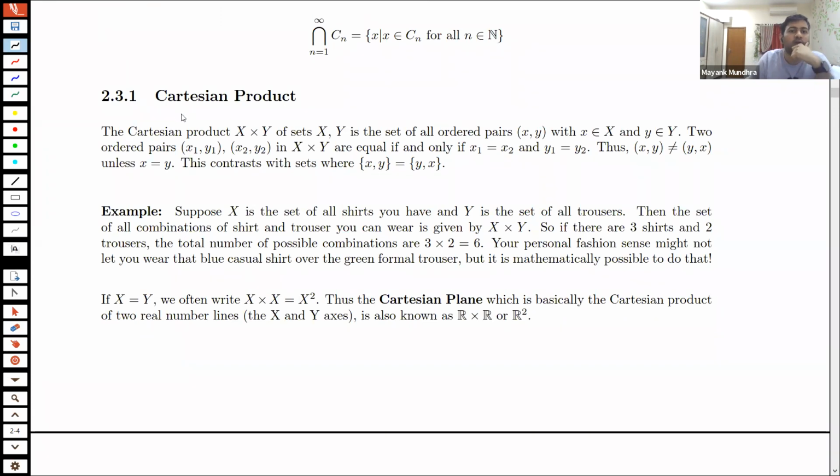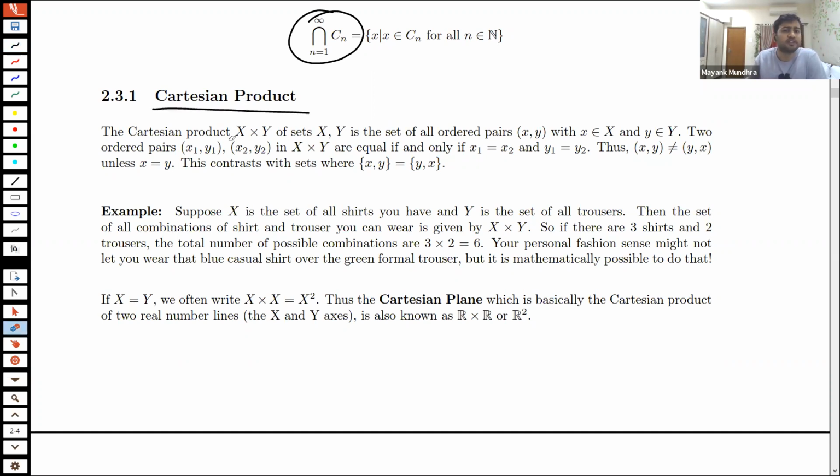Okay, now Cartesian product. So that's just a representational thing. It's nothing new. It's just that now intersection would apply to intersection of all the different sets. Union would apply to union of all the different sets and so on. So it's just a representational thing. So you can write it like this: intersection of all the sets going from 1 to infinity. So this becomes intersection of these infinite sets.